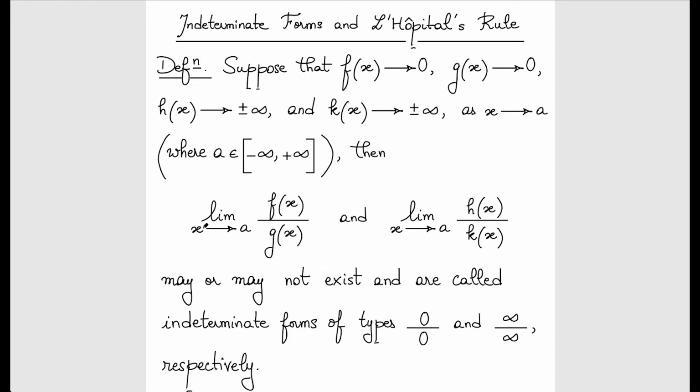So this one here is called an indeterminate form of type 0 over 0, because the numerator goes to 0 and the denominator goes to 0, right, as x goes to a. And for this one, that guy is going to infinity upstairs and downstairs, so this is called an indeterminate form of type infinity over infinity.